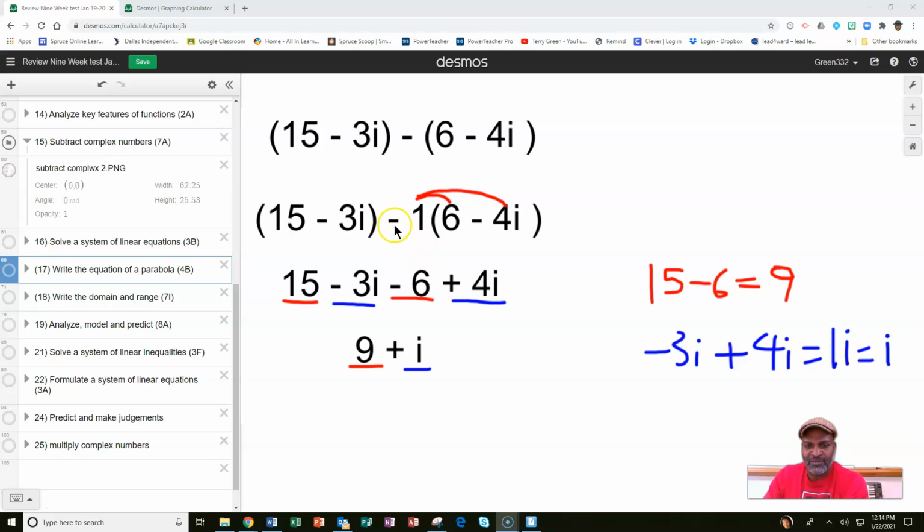What is -1 times -4i? That's going to be a negative times a negative, which is a positive. So 1 times 4 is 4, 1 times i is i. It's going to be positive because the negatives cancel out. Didn't have to do anything with the first, but just drop the parentheses.